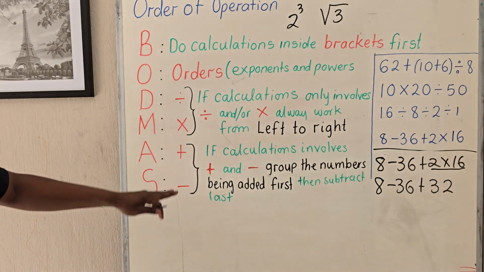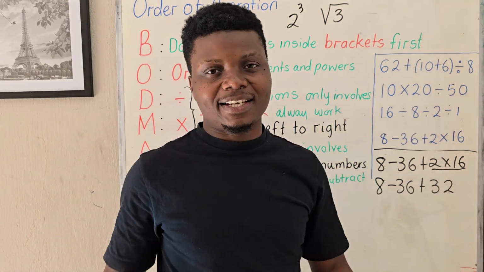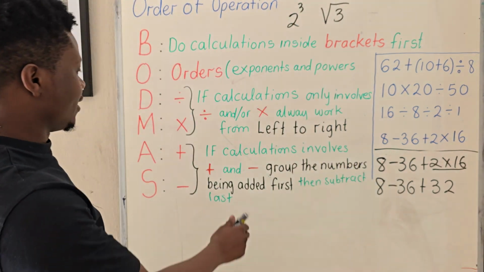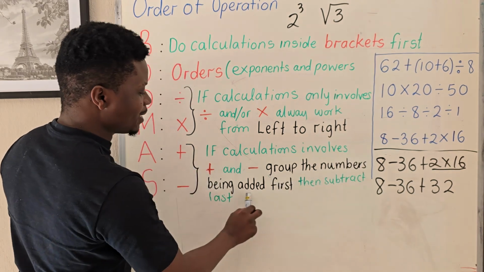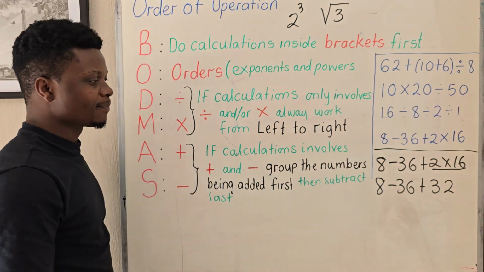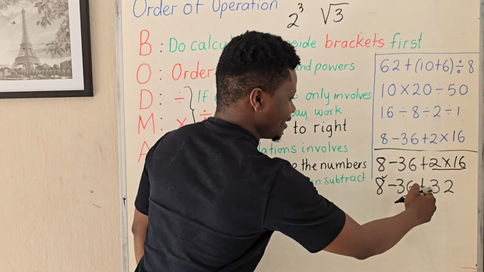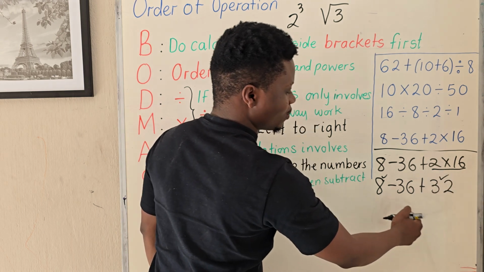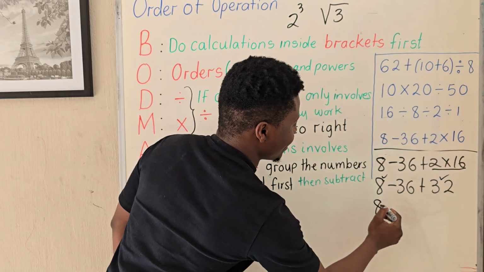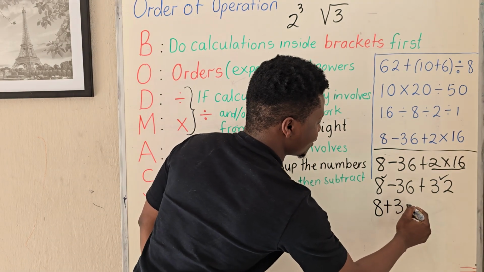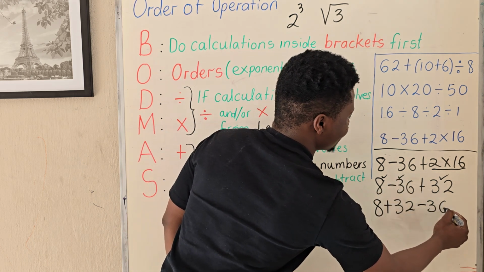And now the second step that follows is, do I have addition and subtraction? Yes, there is subtraction, there is addition. In that case, we said, if calculations involves addition and subtraction, group the numbers being added first, then subtract last. So let's take the numbers that are being added. This is 8, and this number being added is 32. 36 is being subtracted. So let's group the ones that are being added, which is 8, and this is plus 32. Then we write the number at last being subtracted, which is 36.